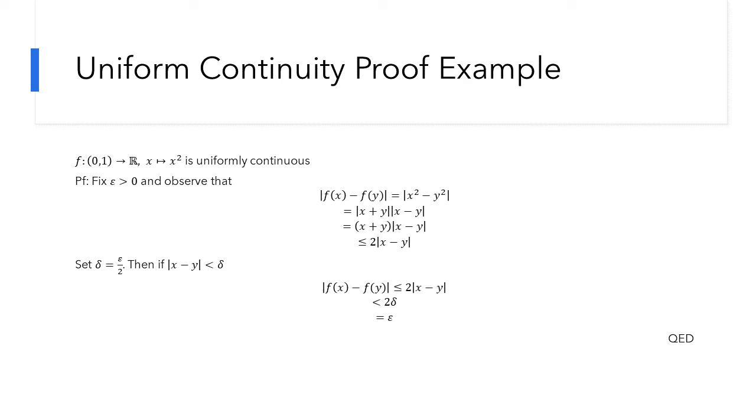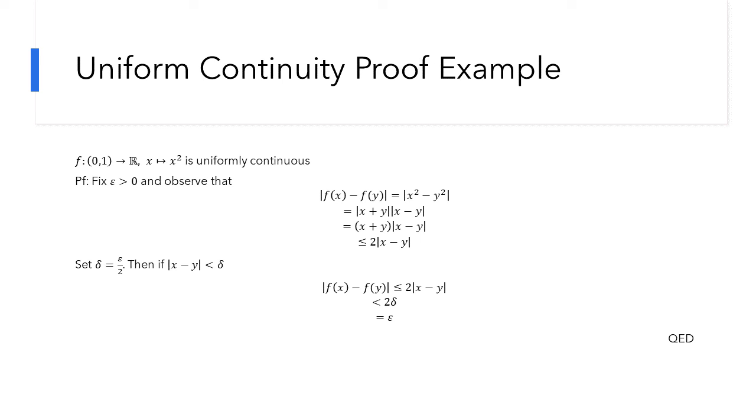The following is a proof of this. Our conjecture is that f of x equals x squared is uniformly continuous on the open interval 0 to 1. So we fix epsilon greater than 0, and observe that the absolute value of f of x − f of y equals the absolute value of x squared − y squared, which is equal to the absolute value of x plus y times the absolute value of x − y. And since that term is positive, we can make that equal to x plus y times the absolute value of x − y, which is less than or equal to 2 times the absolute value of x − y.